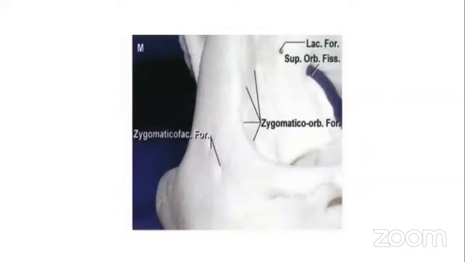Here is the lateral view of the orbit, from the anterior aspect, where you can visualize the zygomatico-orbital foramen, zygomatico-facial foramen, lacrimal fossa, superior orbital foramen, lacrimal foramen, sorry, and superior orbital fissure.